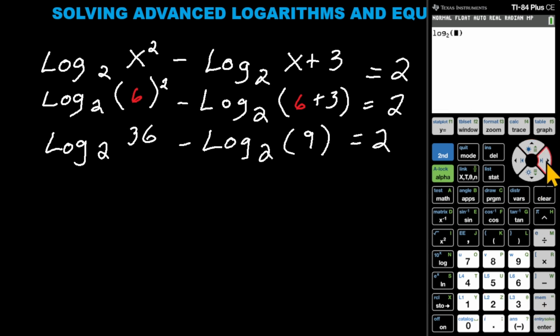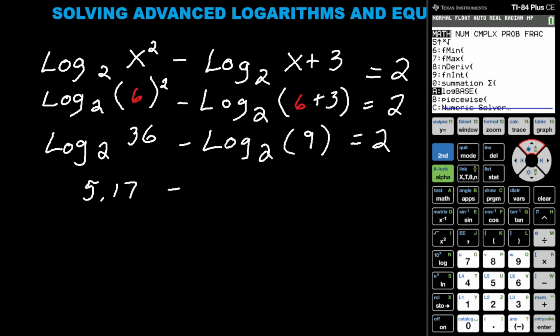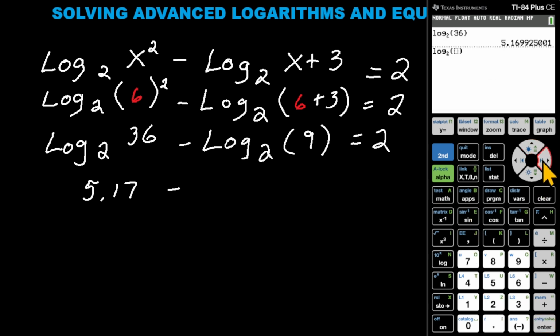And I'm going to go to the right. It's now asking me of what number, so I'm putting in 36. It already has the parentheses. I push enter and I get 5.16 or 5.17 minus. And then we're going to do the same thing. Math, up 3, enter, base is 2, click to the right, and this time we're looking for 9. And enter, and I get 3.17 equals 2. And when I subtract these, I do in fact get 2, so 6 is allowed.